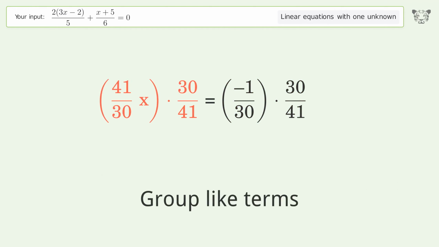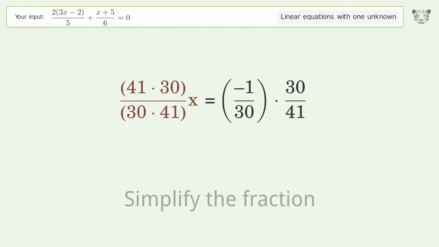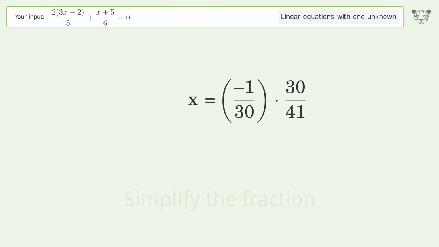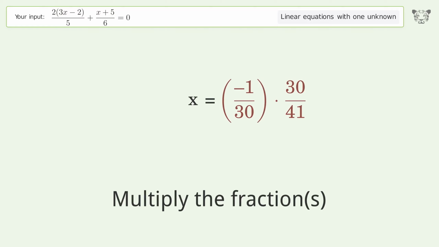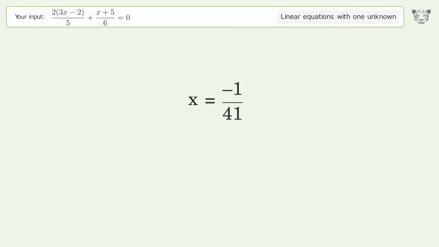Group like terms. Multiply the coefficients. Simplify the fraction. Multiply the fractions. Simplify the arithmetic. And so the final result is x equals -1/41.